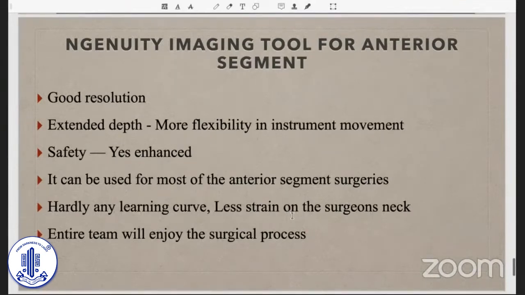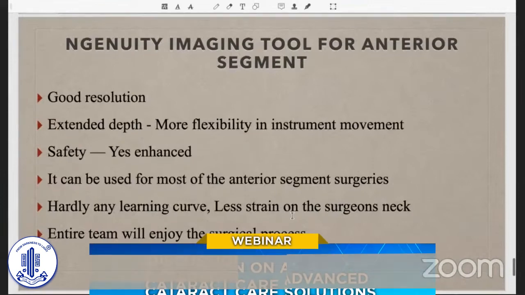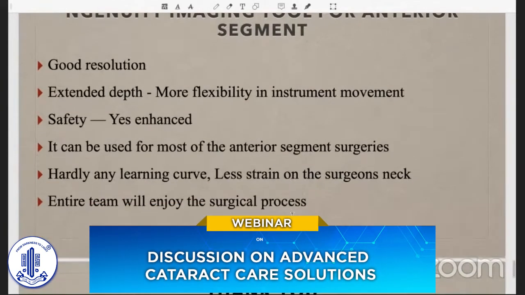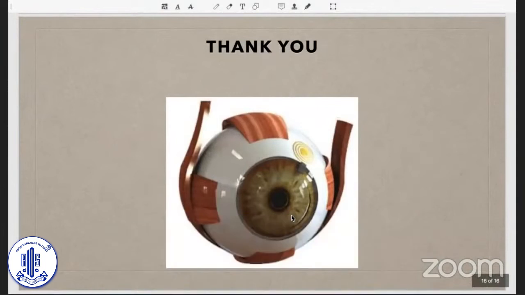For postgraduate teaching, it's an excellent tool for displaying all the steps of the surgery. Next slide. So this is in a nutshell about the 3D Ingenuity.